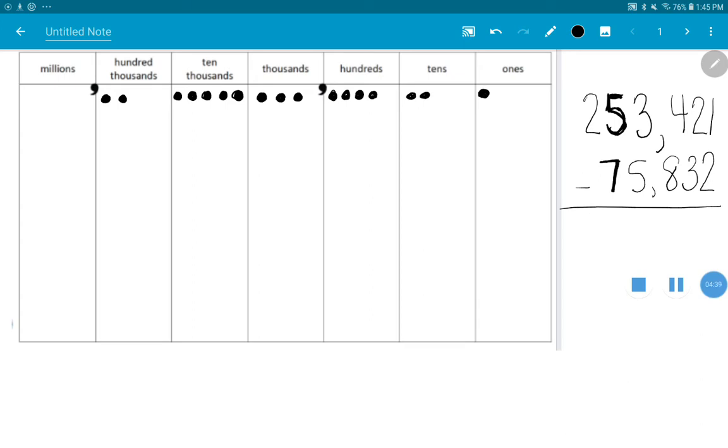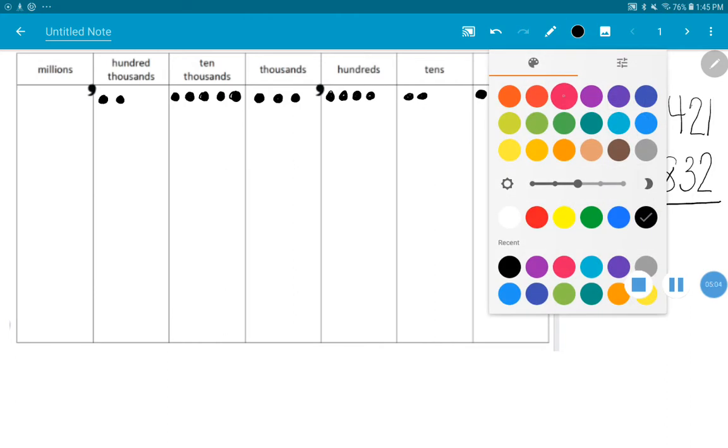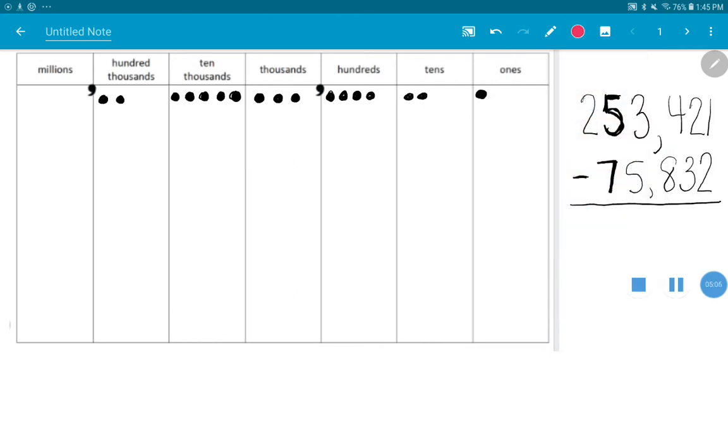Do I need to put 75,832 on my chart? What are we doing in this problem? Subtracting. So if I'm subtracting, do I need to put this amount on my chart also? No. What am I going to do with that? I'm going to take that away. Exactly. Okay. I'm going to switch colors here so it's a little easier to see.